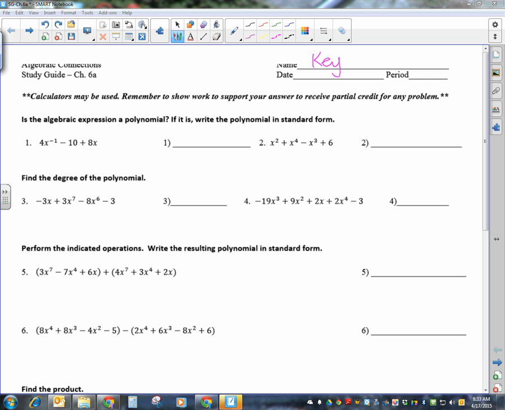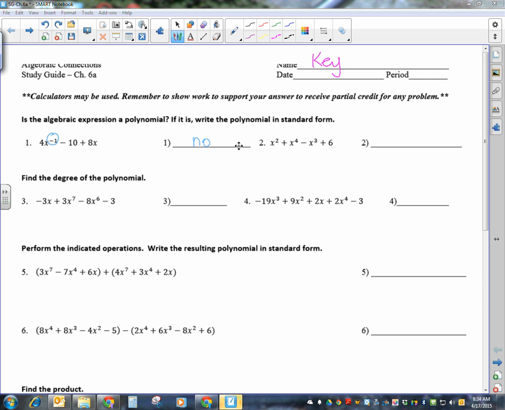Okay, so first off we have, is the algebraic expression a polynomial? If it is, write it in standard form. So when you're trying to decide if it's a polynomial, you're looking at the exponents on your variable, and the fact that this exponent is not a whole number means that this is not a polynomial.